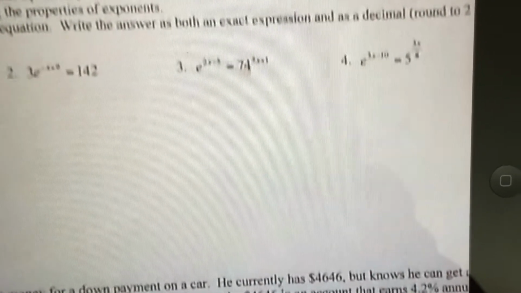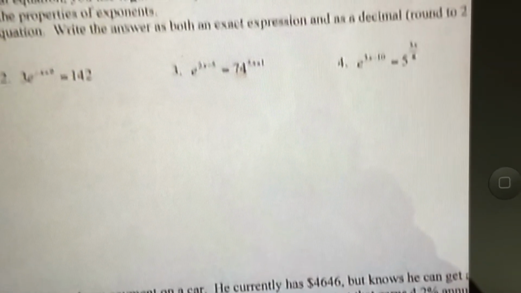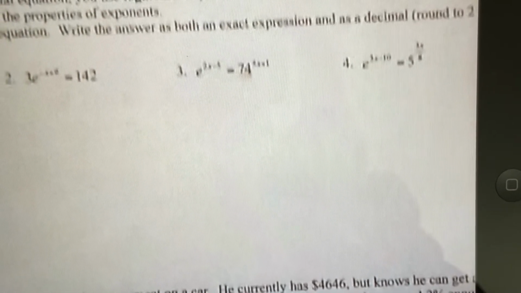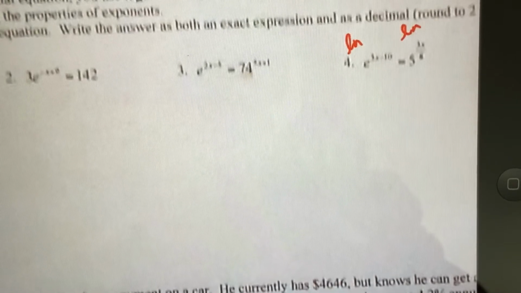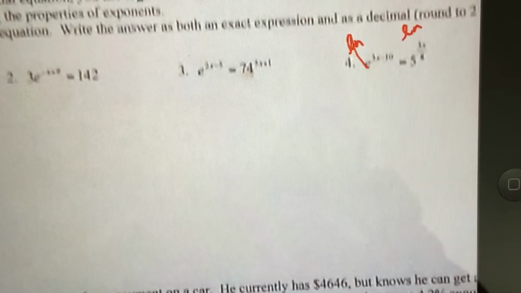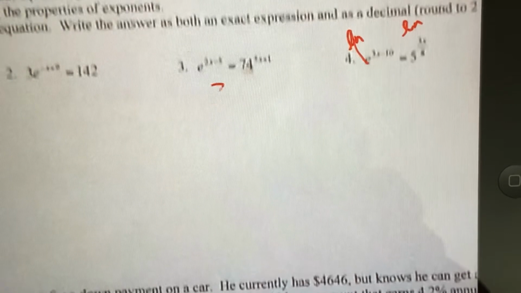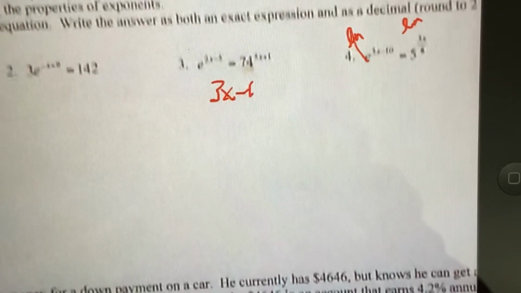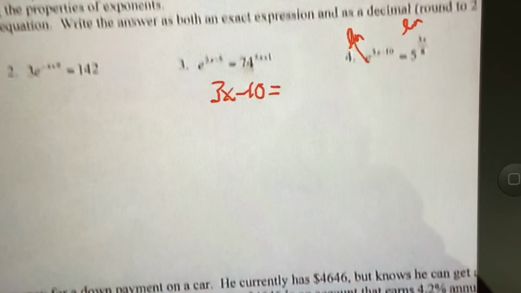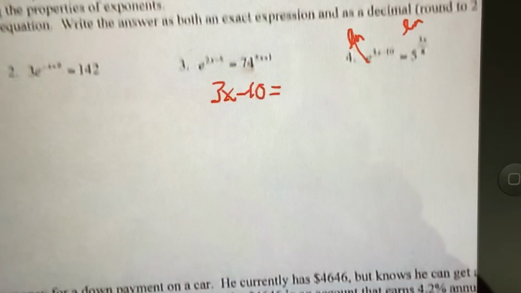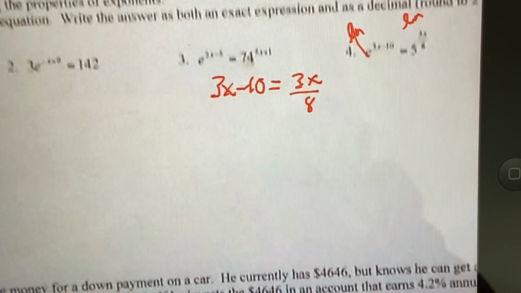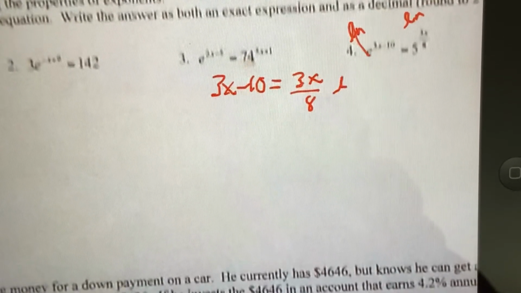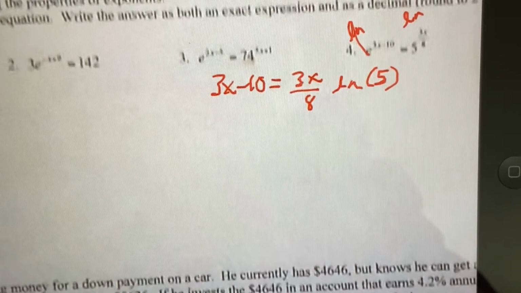Okay, question 4. Similar to question 3, there's no coefficient in front of e, so I'm just going to take the natural log and drop your exponents. So I'm going to slide it over here, that way I have some room. 3x minus 10 equals the 3x over 8 comes down in front, and you're working with the natural log. And I'm going to put a 5 inside of that parenthesis.